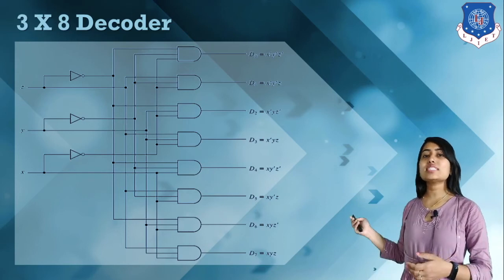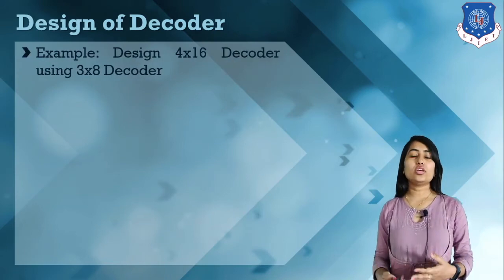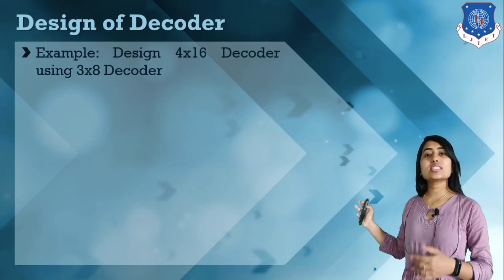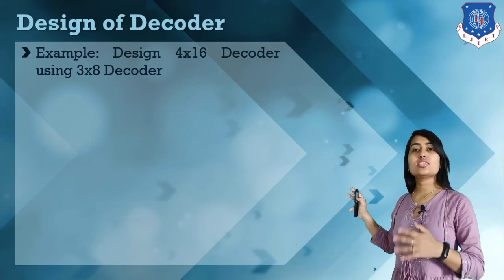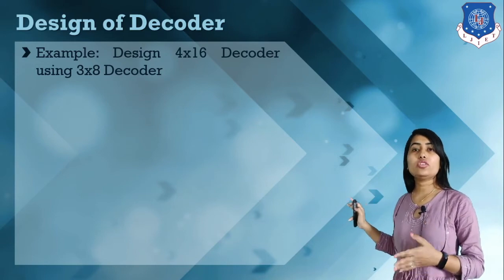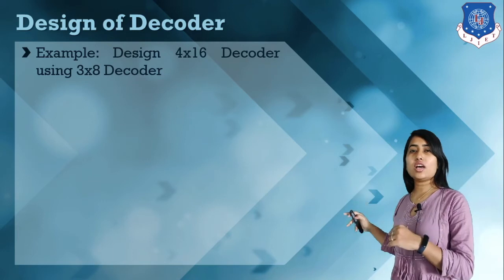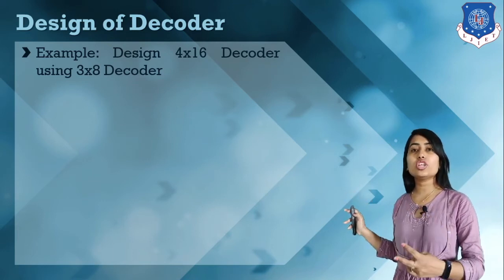First is the design of a decoder. How can we design a decoder? Here we have one example: design a 4x16 decoder with the help of a 3x8 decoder. Here we have to design the 16 outputs by means of 8 outputs, so we have to use a total of 2 3x8 decoders.